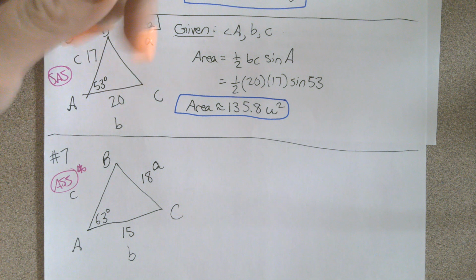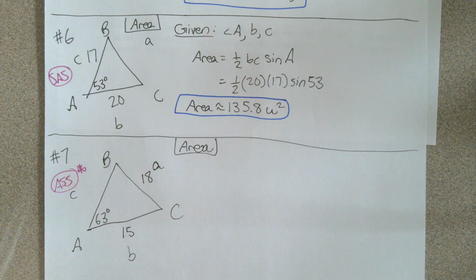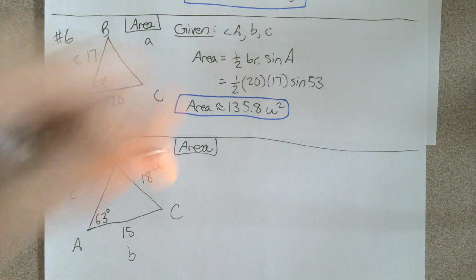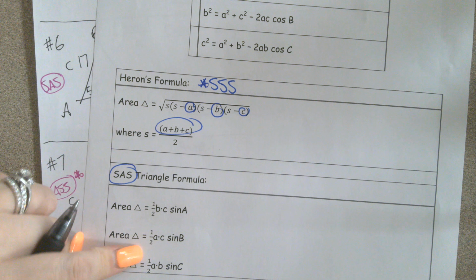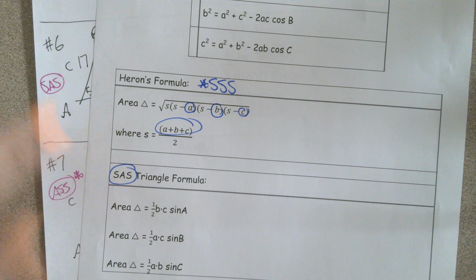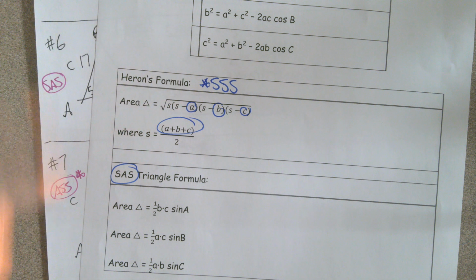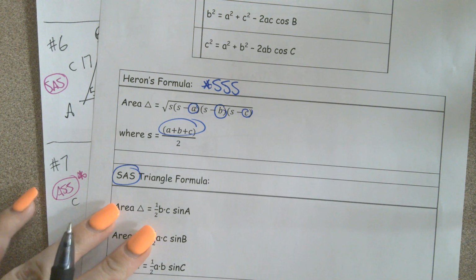Okay, so again, the goal was to find the area. And if you couldn't tell, ASS does not fit into either of these. So we need to find more information until we have enough to use either formula. Once again, you're going to get that information for SAS before you get to SSS. So I always go to SAS on these types of problems.